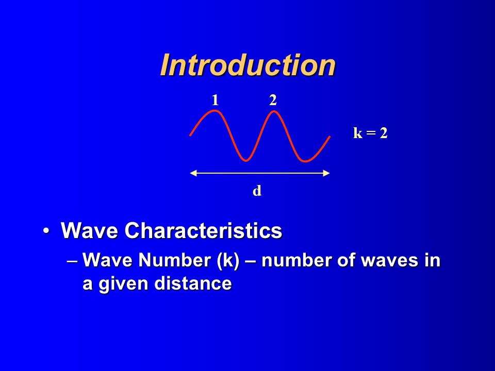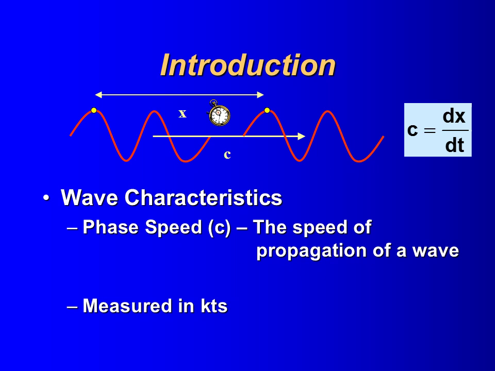And then the wave number is the number of times that a wave repeats itself in some given distance. So you define the distance and then you count the number of waves. And finally, the phase speed is how fast the wave is moving, or the wave is propagating. In meteorology, we usually describe that in terms of knots for large-scale waves.